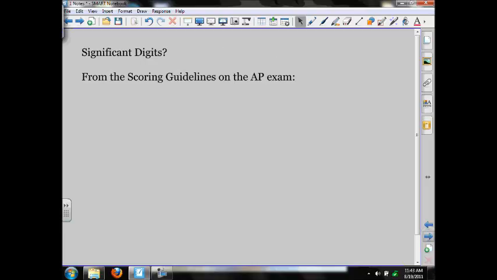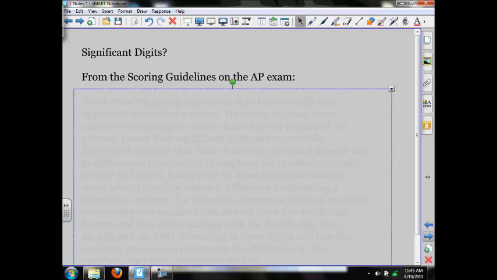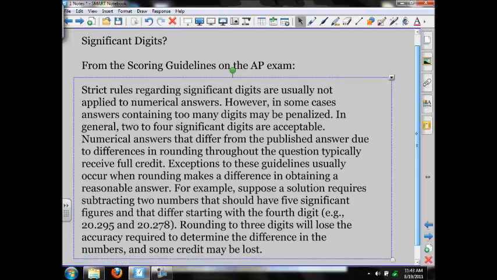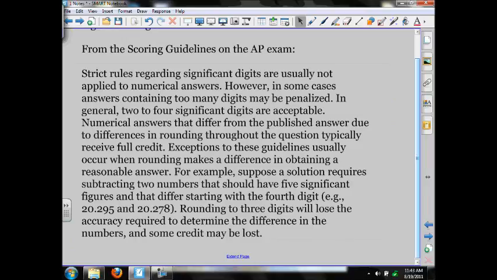Significant digits. You don't need to write this down, but this is from the scoring format from the AP exam. And it talks about significant digits. Can I get somebody to read that for us? Thank you, Thomas. Strict rules regarding significant digits are usually not applied to numerical answers. However, in some cases, answers contain too many digits. In general, 2 to 4 significant digits are accepted. Numerical answers that differ from the published answers due to differences in rounding.